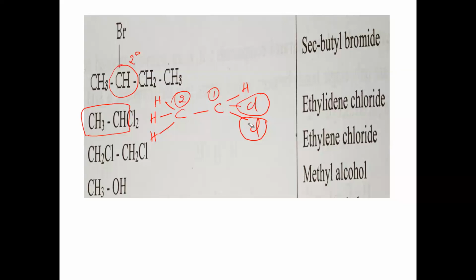On the first carbon, how many chlorine atoms are there? 2 chlorines. So 2 halogens are present on the same carbon, remember. In this case we say ethylidene. So we say ethylidene chloride. When we say alkylidene, alkylidene chloride, alkylidene halide, it means both halogens are present on the same carbon atom.